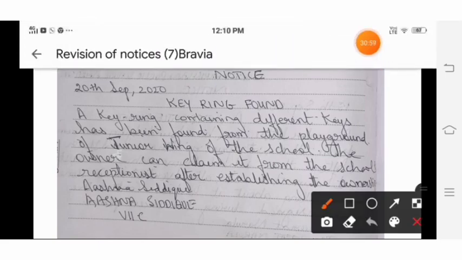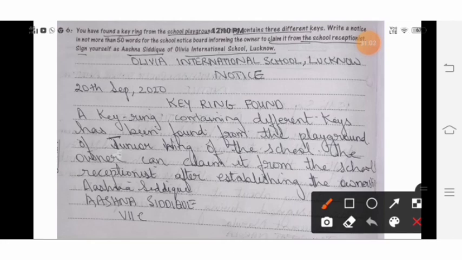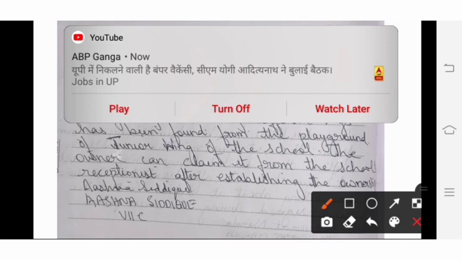So this is what I have told you. First thing, when you start writing a notice, read the question thoroughly and underline the things which are given in the question. What is found? A key ring, right? So you underline that a key ring is found. Then from where? School playground. You have also been told that within the key ring there are 3 different keys. Then from where will the person claim? From the school receptionist. And you are Ashna Siddiqui of this school, Oliva International, Lucknow. Simple. Just see, the name of the school is given and mentioned.